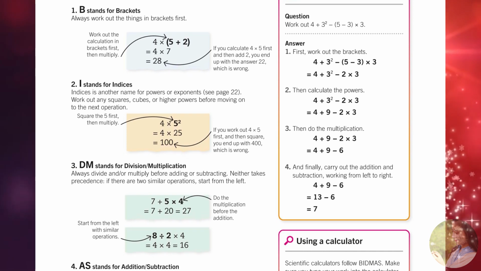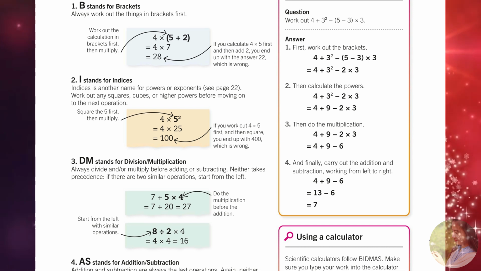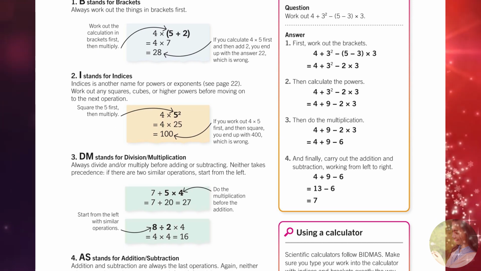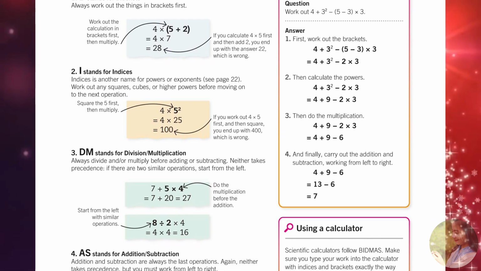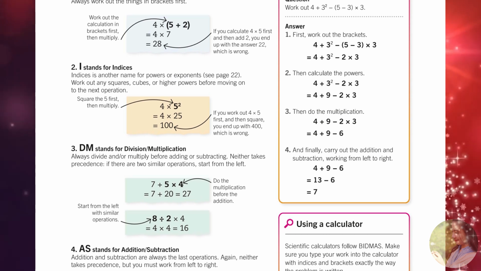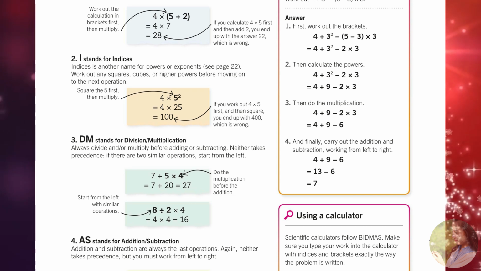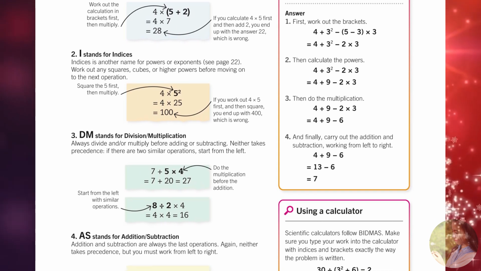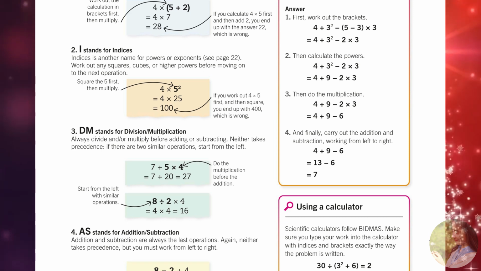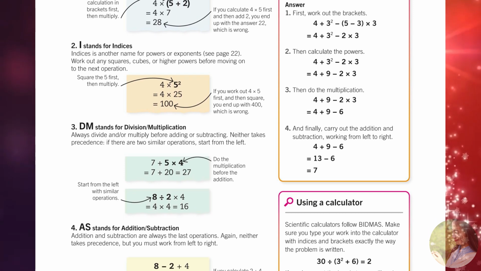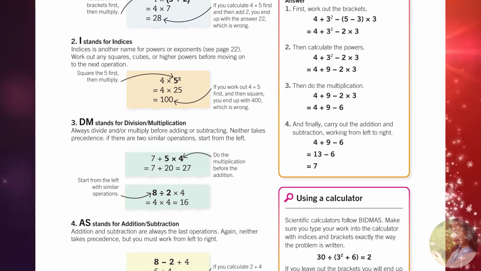3. DM stands for division multiplication. Always divide and or multiply before adding or subtracting. Neither takes precedence. If there are two similar operations, start from the left. Do the multiplication before the addition. Start from the left with similar operations.